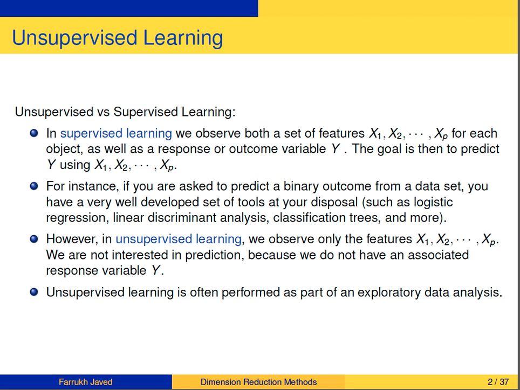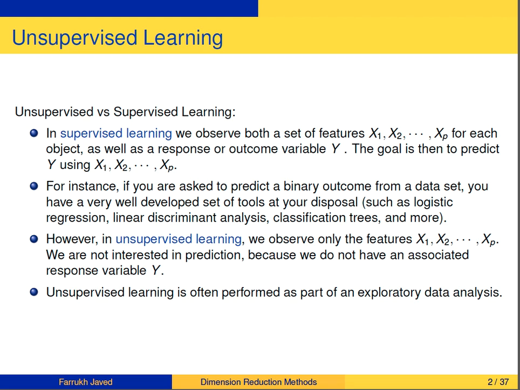In supervised learning, we observe both a set of features x1 to xp for each object, as well as the response or the outcome variable, right? And the goal is then to predict y using x. So you observe your predictors and you observe your outcome, and your target is to predict your y based on your x values, and that's what we call supervised learning, because somehow we supervise how y behaves with respect to x, right?